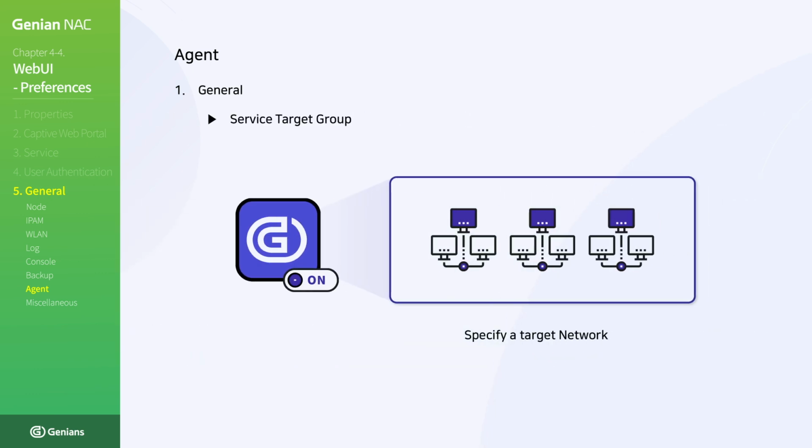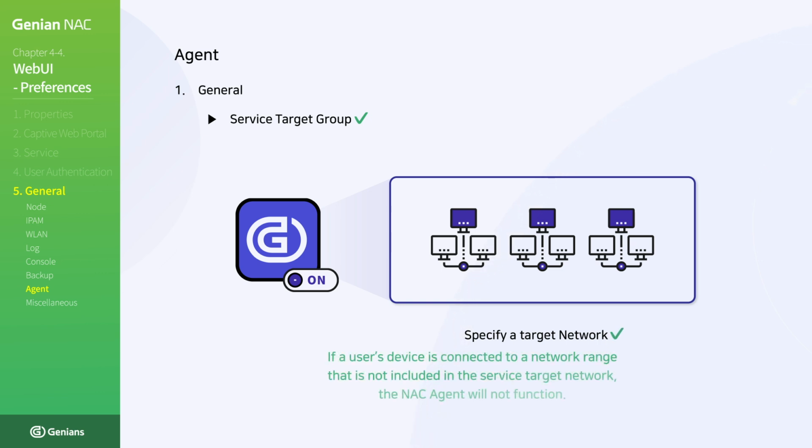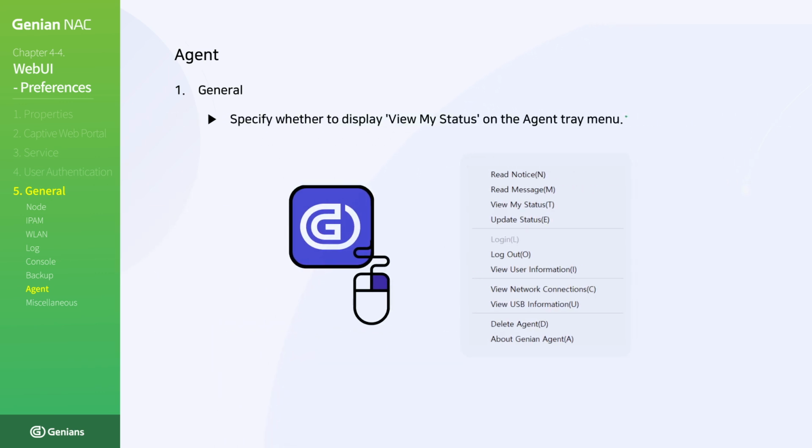The automatic update target specifies the networks where the NAC agent will be updated. When a newer version of the agent is uploaded to the policy server, devices within the designated auto-update network range will be automatically updated to the uploaded version. However, devices outside the specified target network range will not receive the update.